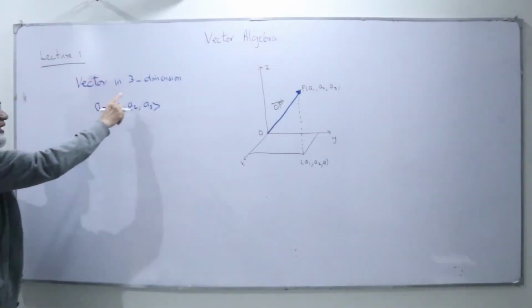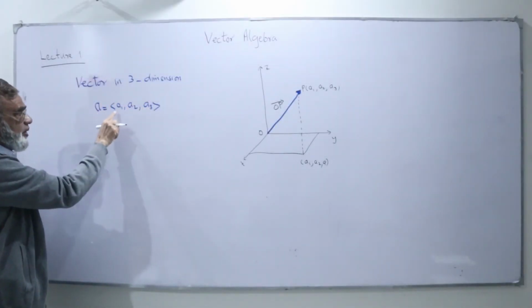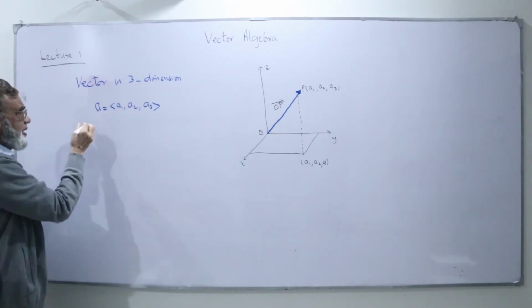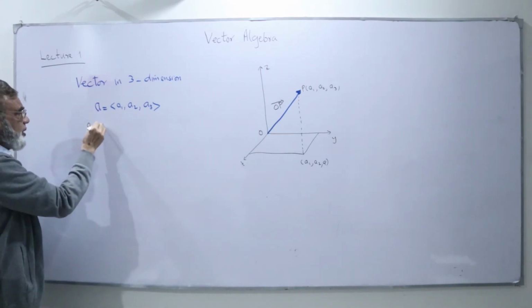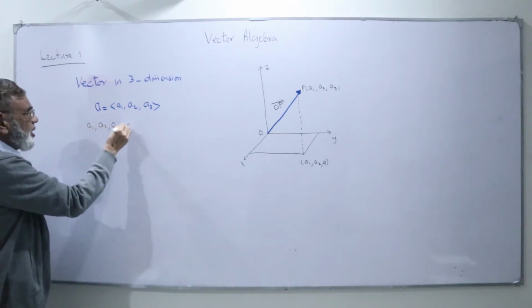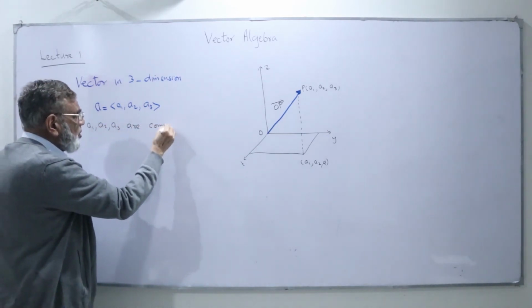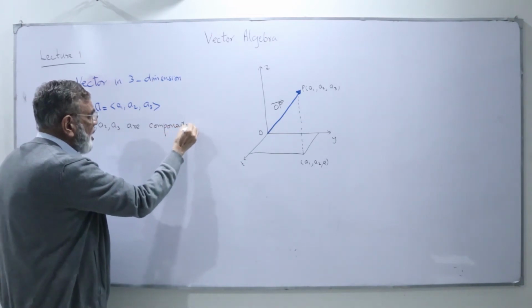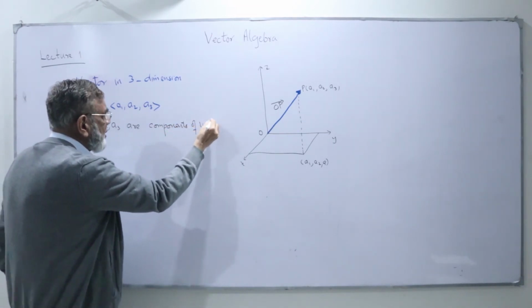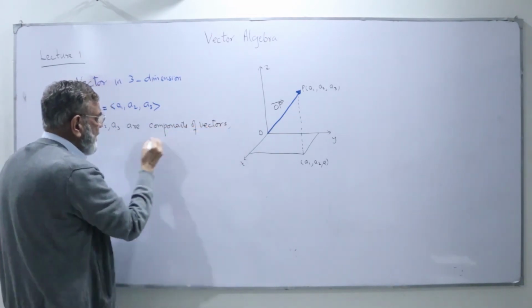We take a vector in 3 dimensions. We write it as A equal to (A1, A2, A3). Then A1, A2, A3 are components of the vector. Mostly they are real numbers.